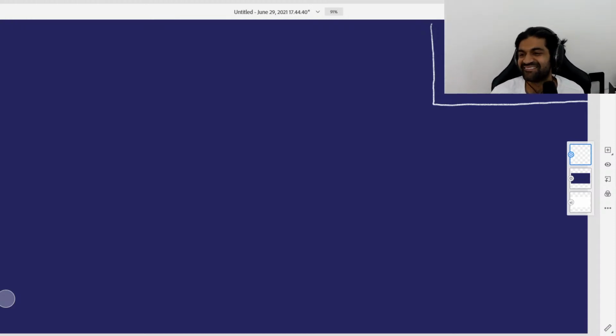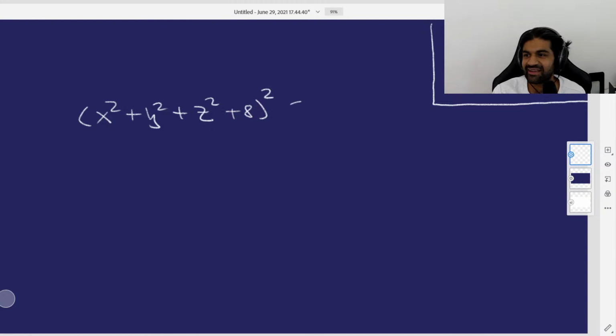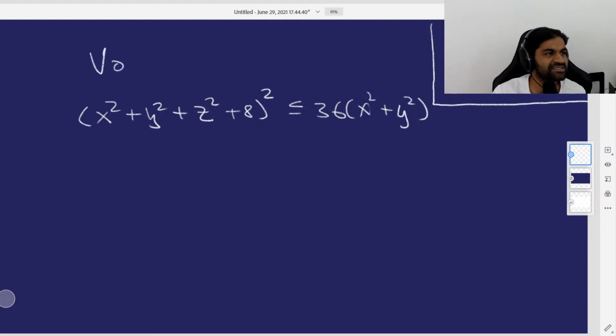The one in the thumbnail. So you want to find the volume of the following region. I'll give you guys a little bit longer for this one. So the region is defined by the following equation. So the equation is (x squared plus y squared plus z squared plus 8) squared is less than or equal to 36 times (x squared plus y squared). Okay, so this is the equation. What is the volume of the region inside R3 that's defined by this inequality?